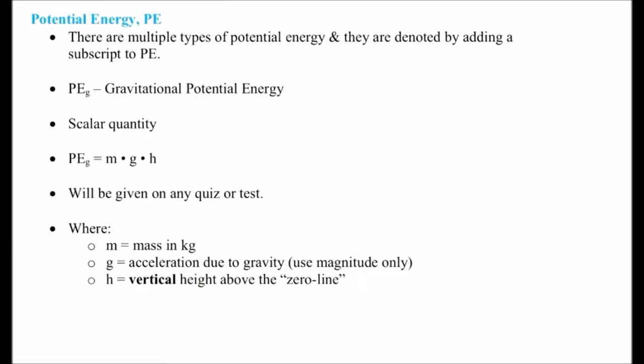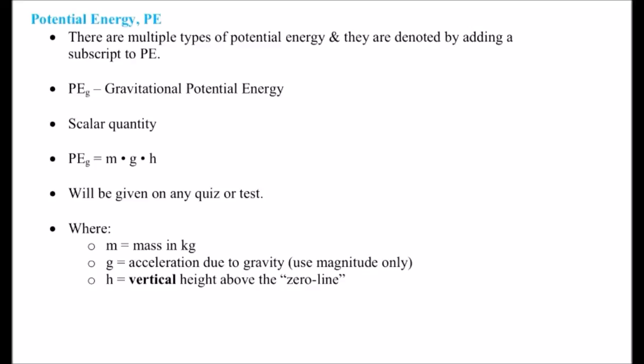Let's look at the next kind of energy. We have potential energy, which is symbolized with a capital PE. Of course, kinetic energy was capital K, capital E. And there are going to be multiple kinds of potential energies, all right? The first kind that we're going to talk about is gravitational potential energy. So the way that we signify this, we make it different than the other potential energies we're going to discuss, is we put a little g as a subscript, all right? So capital P, capital E, little g. And that's going to be our gravitational potential energy.